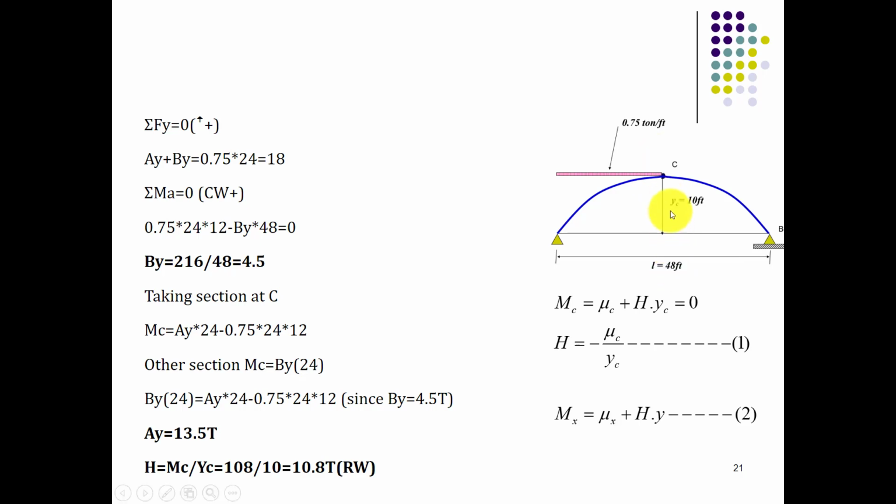So we can take the section from A to C or C to B. In this case, for simplicity, I can take the section at C and B. So at C and B, there is only one external force acting, which is By, which can contribute toward the moment at point C. So By is 4.5. So 4.5 times 24 would be 108. So 108 is the amount of moment which is acting at this hinge at C point.